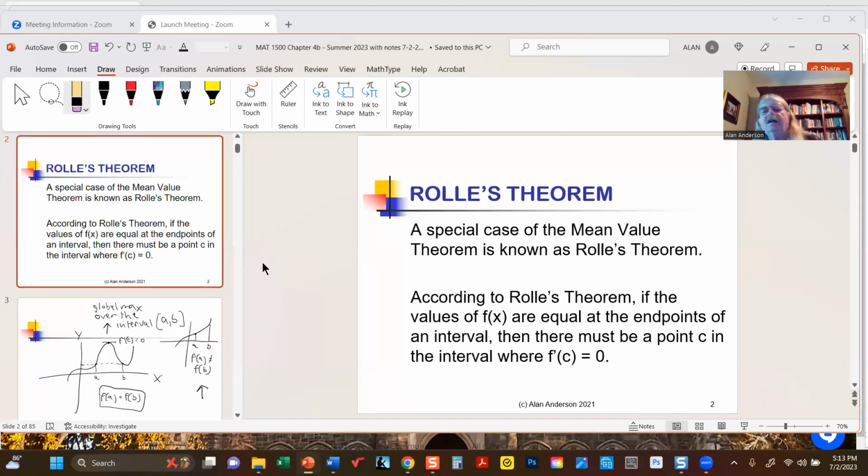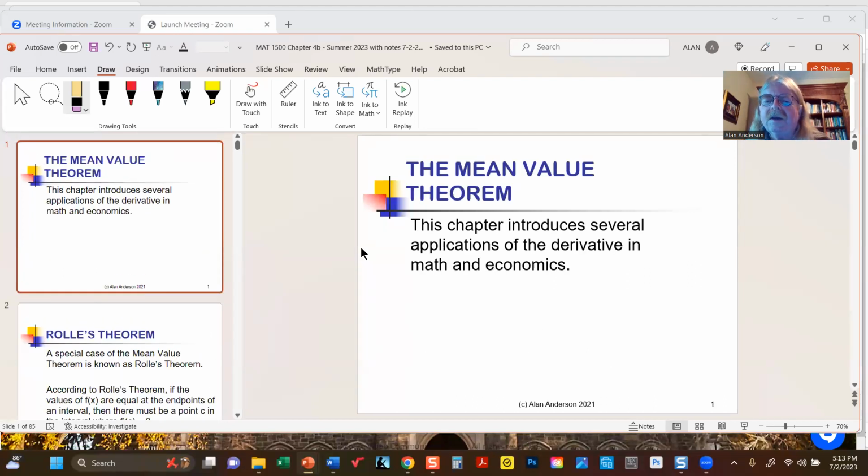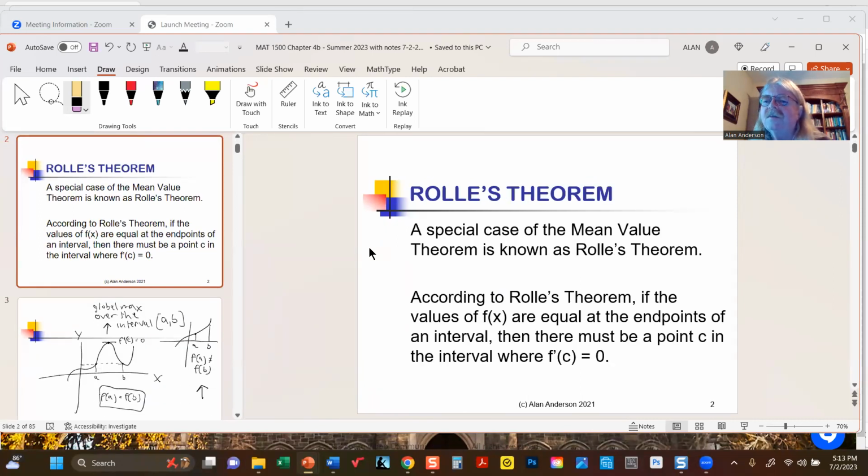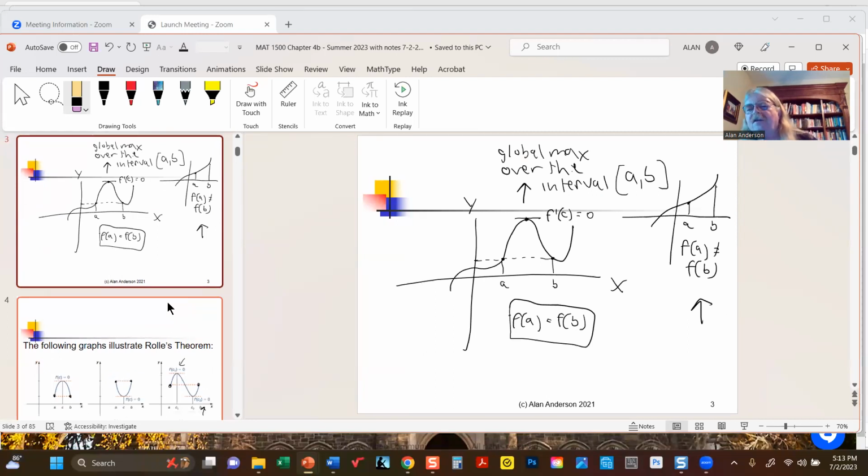So we're going to start with this idea of Rolle's theorem. Now, by the way, the mean value theorem is the general version of Rolle's theorem. We're going to start with the specific case, Rolle's theorem. Then we'll work our way back to the more general case, which is the mean value theorem. So Rolle's theorem basically says this, and it's very hard to visualize this without a graph. So this is what I've come up with.